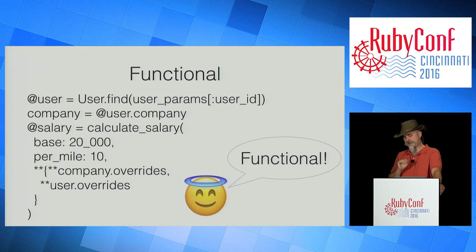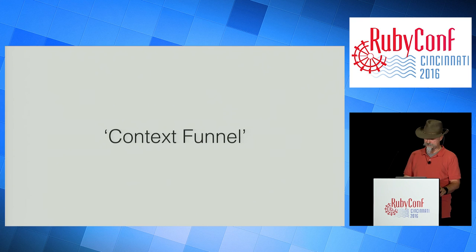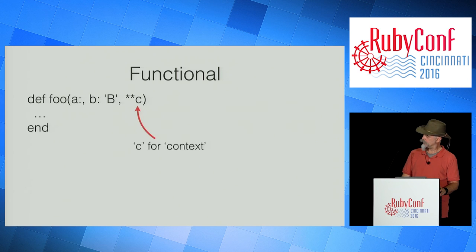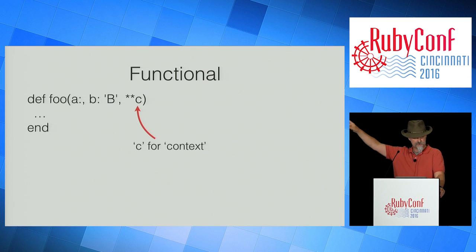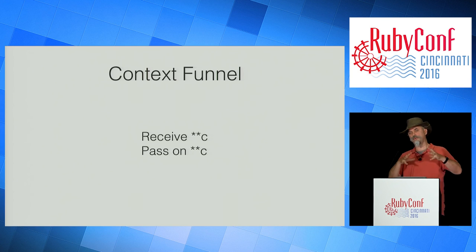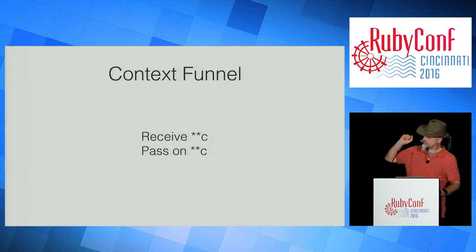Let me now illustrate something a little sort of wacky and crazy that I've discovered. I've not seen anybody else talk about this, although I'm sure somebody else has discovered it, but it's a fun sort of interesting thing to look at to end this talk. I call it the context funnel. So here's what it looks like when you use it, and it just involves putting this C for context splat at the end of your functions. In fact, what you do is, in all the functions that you're writing and calling, not framework functions that you can't control, you always receive this splat and you always pass it on.